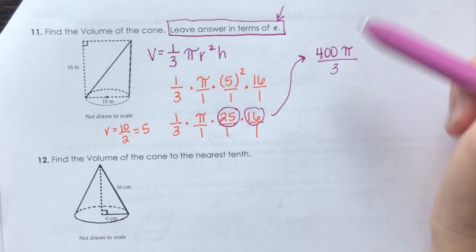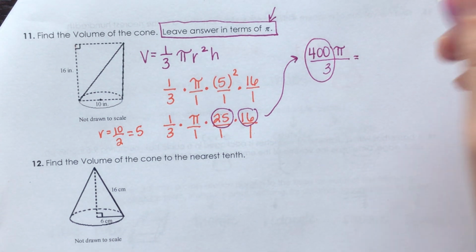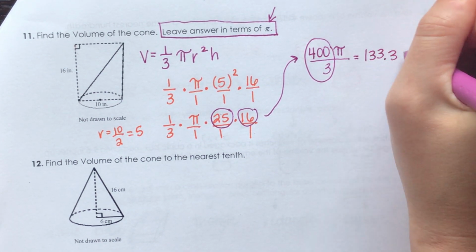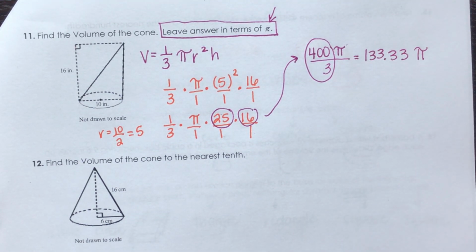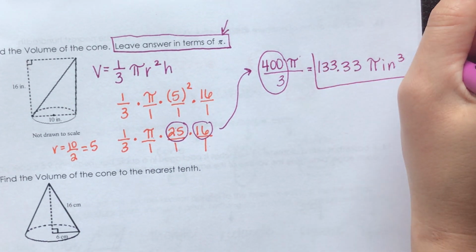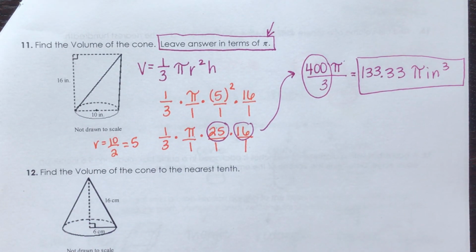So if you divide 400 divided by 3, right, we're just doing everything except the pi, you get 133.33. And then I leave the pi with it, and then I label it as inches cubed. And now I'm done. So if it asks you to leave it in terms of pi, that just means do not multiply by that pi. Leave it so it's in your answer at the end.